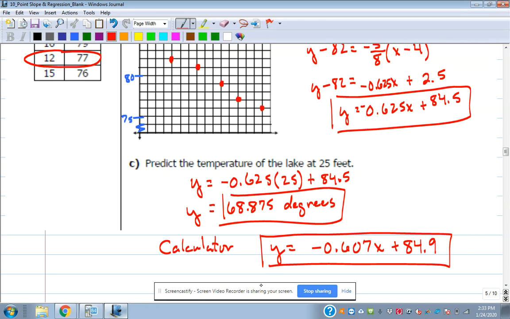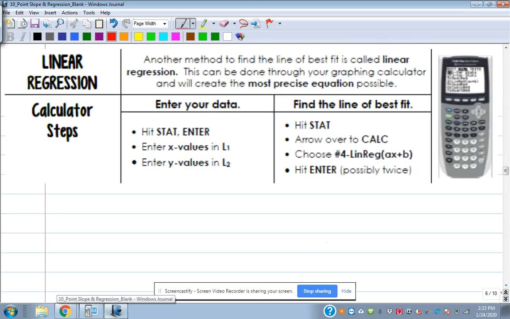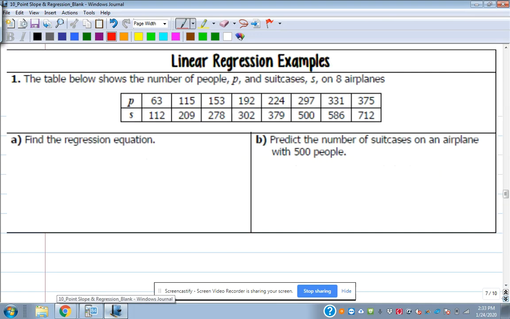Go ahead and flip over to the back there, and let's do another problem here. Let's look at number 1. Number 1 says the table below has people and suitcases on 8 airplanes. Find the regression equation. So it doesn't even want us to do a scatter plot. It just says find the regression equation. So we don't have to go through the trouble of doing a scatter plot. We're just going to put in the data and do the linear regression with that calc menu thing.